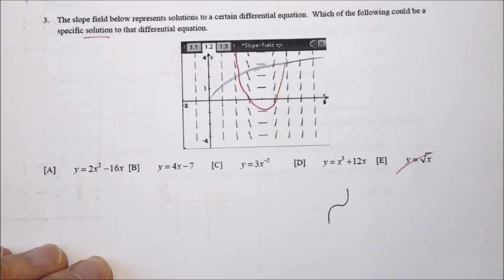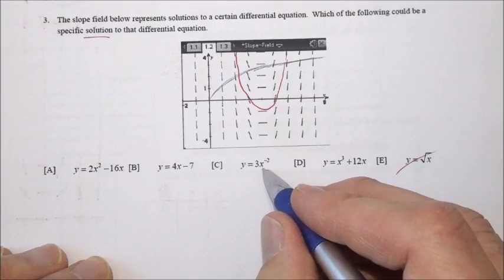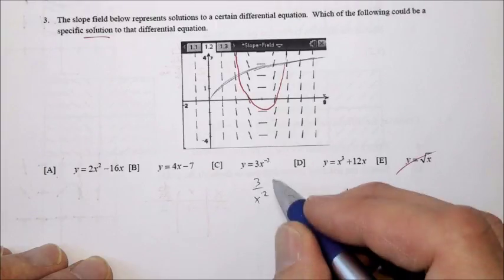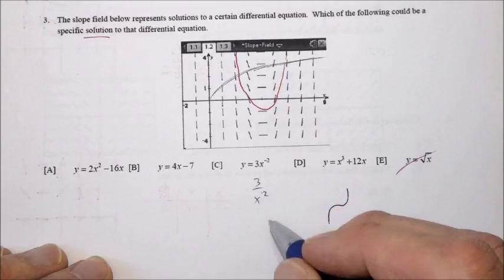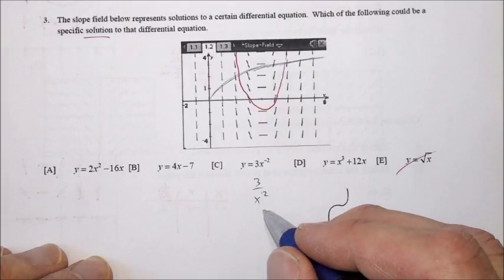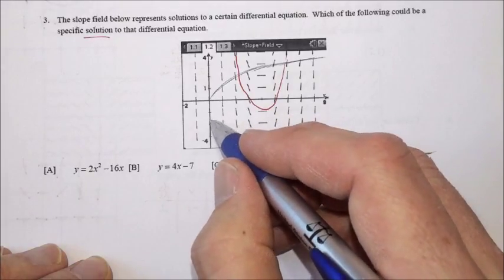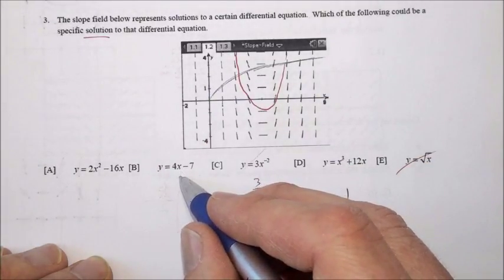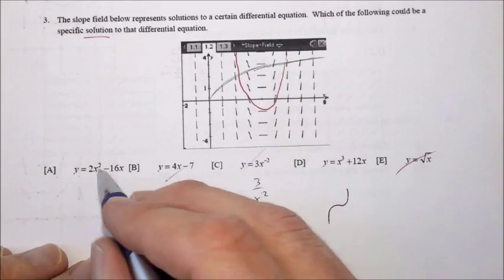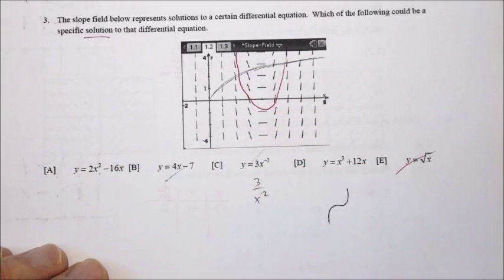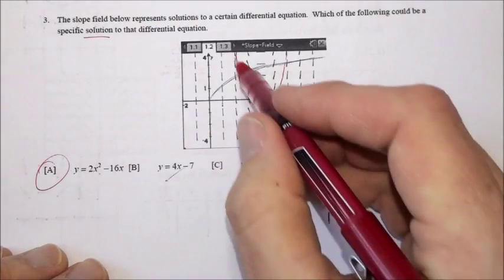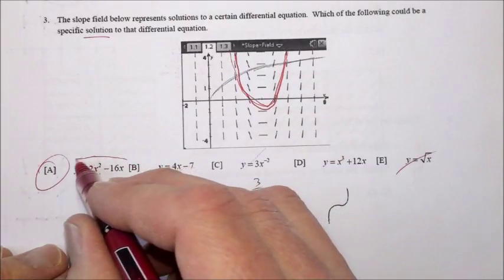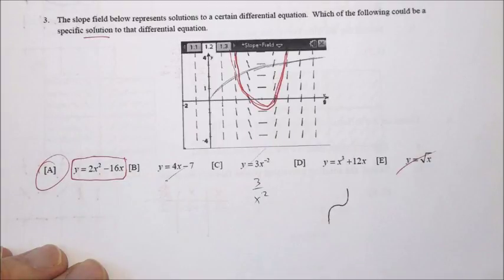That's definitely not happening. Okay, x to the 3x to the negative 2. So that's 3 over x squared. Well, with 3 over x squared, now we've got to start worrying about what happens when x is 0. We have to have an undefined slope. Well, it's hard to see, but there actually are slopes here, which cancels out C. y equals 4x minus 7. That's a line. We definitely don't have a line here, but we do have a quadratic. So our answer is going to be A, because we see the parabola being formed by the slopes, so we're looking for a function which creates a parabola, and a quadratic function will create a parabola.